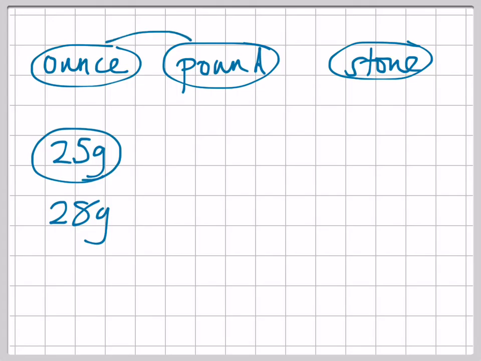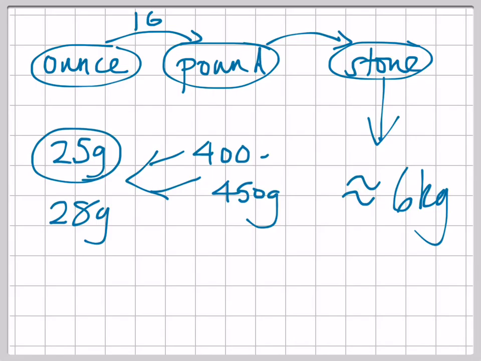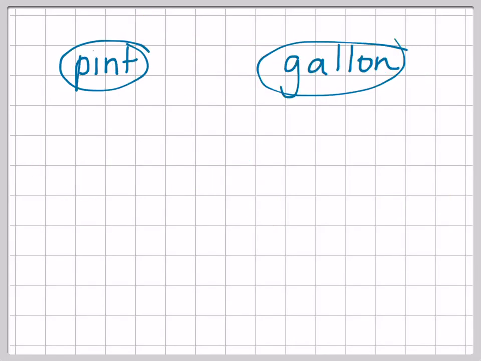How many ounces in a pound? Well, there are 16. So a pound is approximately 400 to 450 grams, depending upon what you use as your conversion from over here. There are 14 pounds in a stone. A stone is a weight that you normally use to weigh yourself. So a stone ends up being roughly, approximately 6 kilograms. Tricky, tricky conversions.